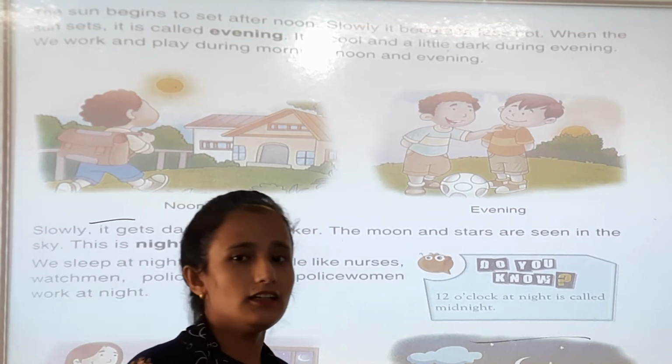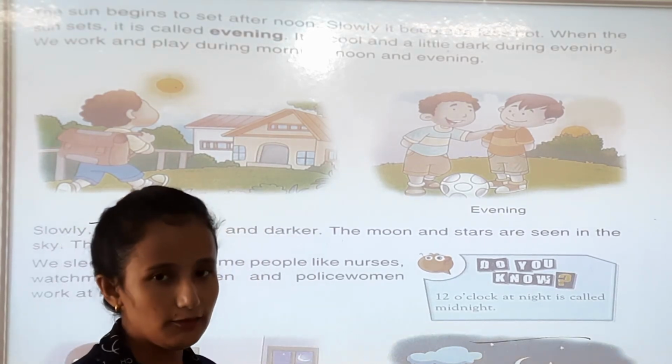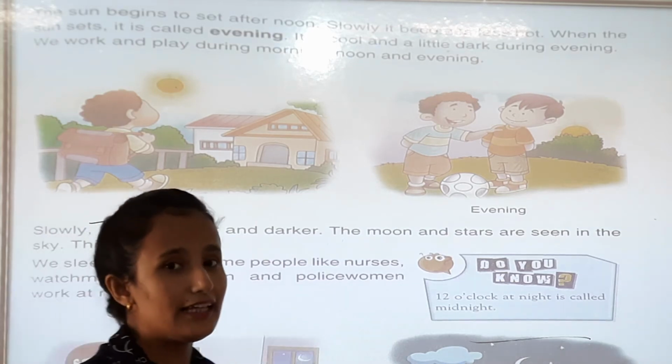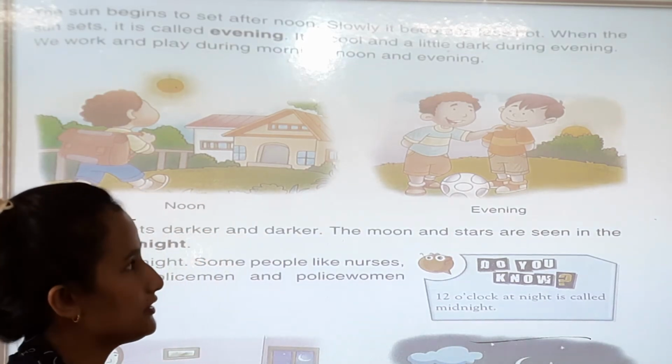After 12 p.m. it will be so hot. So after 3 p.m. it will be less hot.